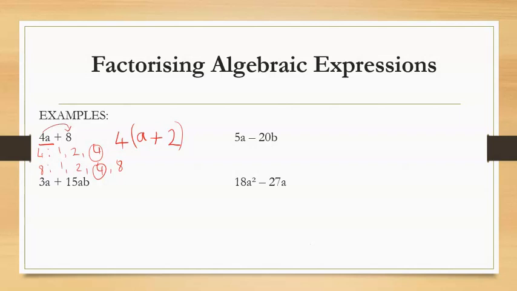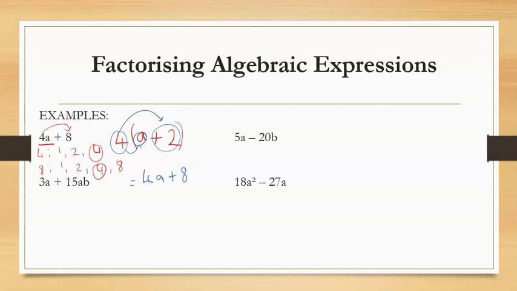The way that you can check that you've done that correctly is by expanding it out again. 4 multiplied by a is 4a, and positive 4 multiplied by positive 2 is positive 8.